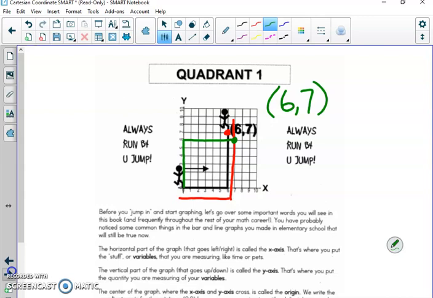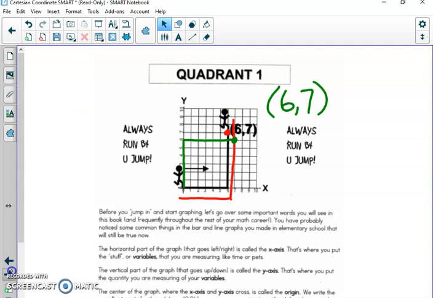Now, that's really important to remember because although the 6, 7 coordinate pair points are really close to each other, some of our coordinate pairs are going to be really different, right? Like 2, 8. If I did them incorrectly, I get a very different point on the graph. And whenever we're talking about anything in math, we need to be exact.